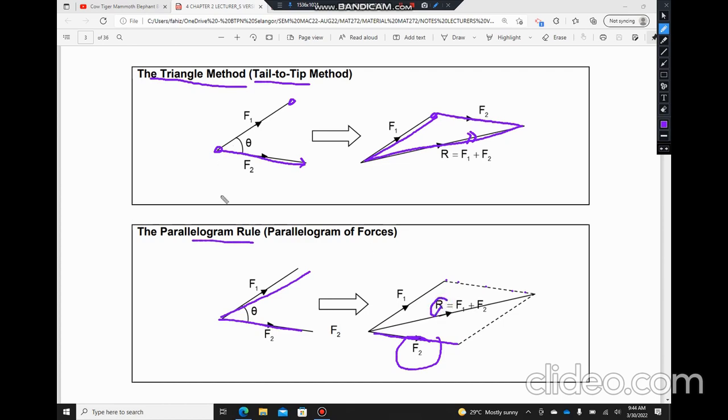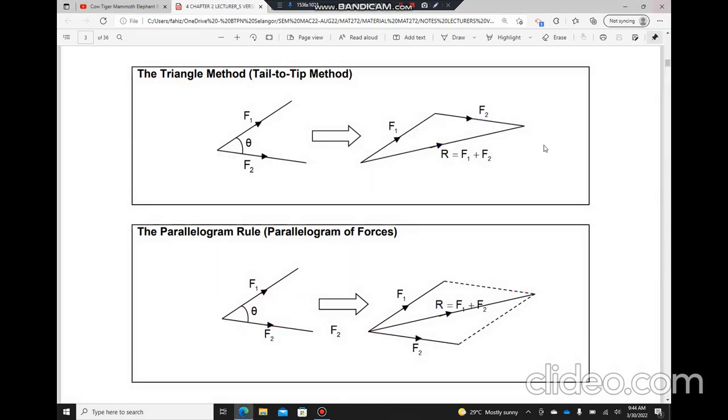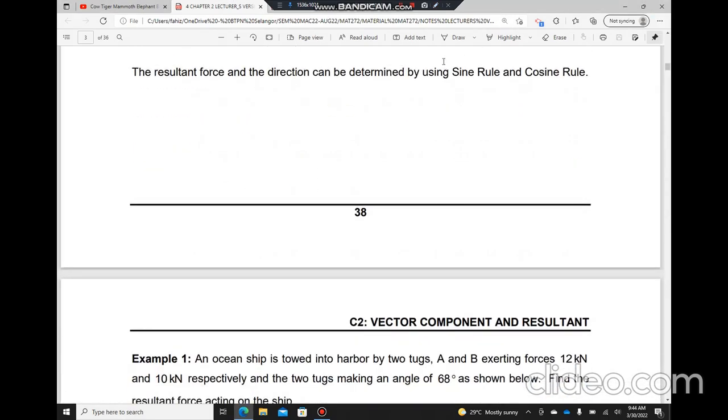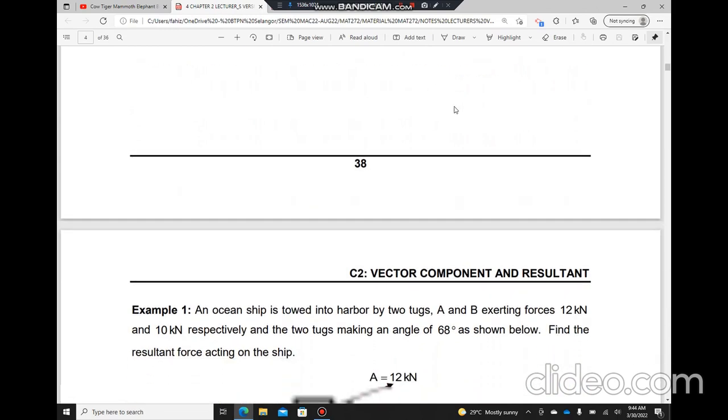So nampak tak beza antara triangle method dengan parallelogram rule. Dia cuma beza kalau yang ni kita sambung, yang ni kita pindahkan F2, yang ni kita just jadikan dia bentuk parallelogram. Okay. The resultant force and the direction can be determined by using sine rule and cosine rule. So boleh guna mana yang sesuai.